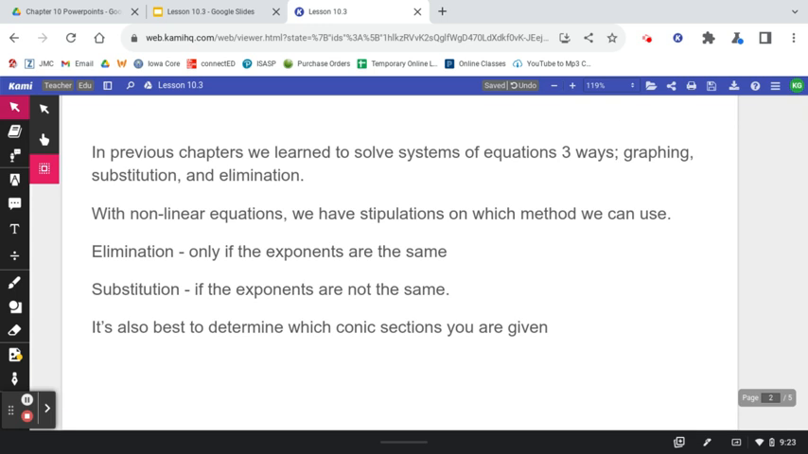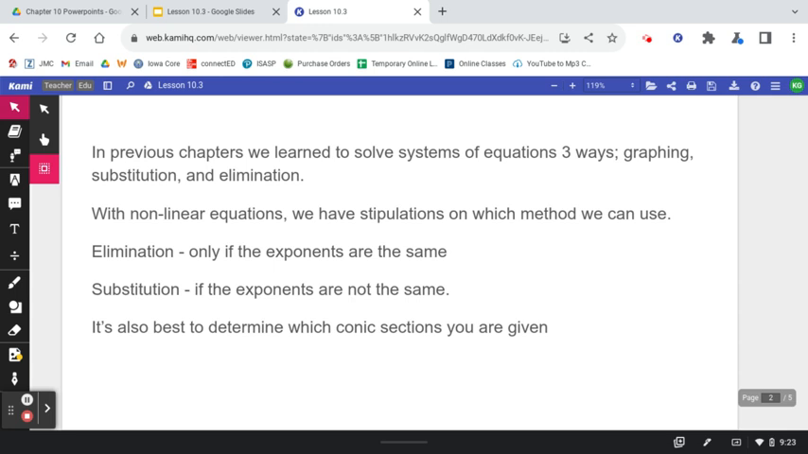Okay, in previous chapters, we have learned solving systems of equations by graphing, substitution, and elimination. With non-linears, we have stipulations on which method we can use. So we can use elimination to solve two nonlinear equations only if the exponents are the same. So we can only basically do elimination on ellipses, circles, and hyperbolas because they all have the x squared and y squared. So we'll use substitution for those when the exponents are not the same.